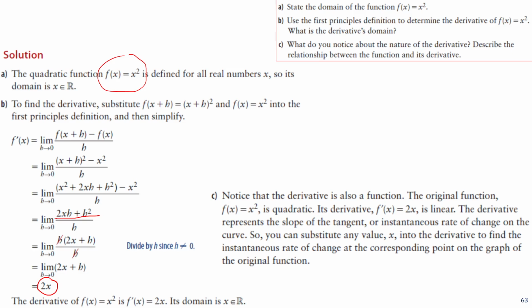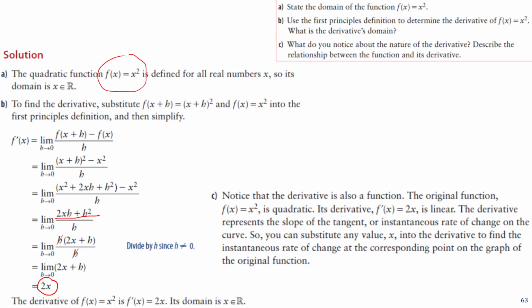Notice that the derivative is also a function, right? So it's actually a mapping relationship between the input x and the derivative at this specific point x. The original function f(x) equals x squared is quadratic. Its derivative f'(x) equals 2x, which is linear. The derivative represents the slope of the tangent or the instantaneous rate of change on the curve. So we can substitute any value x into the derivative to find the instantaneous rate of change at the corresponding point on the graph of the original function.